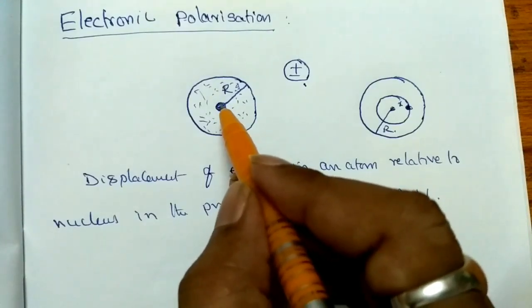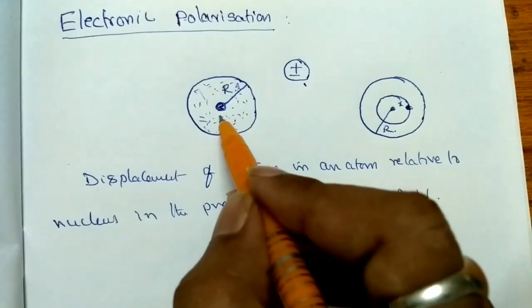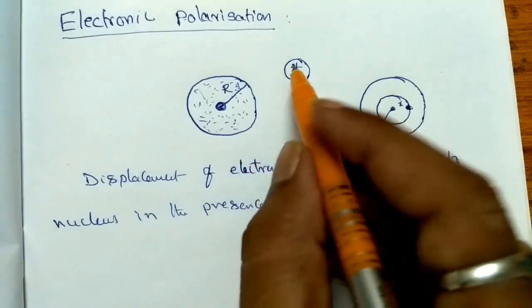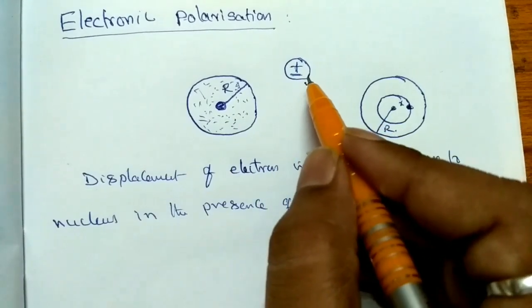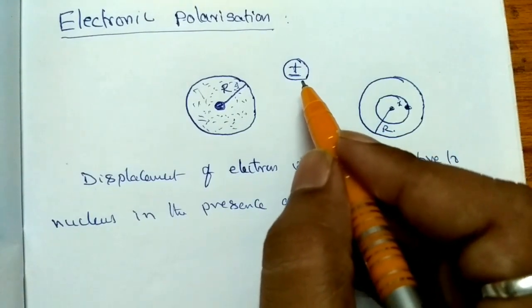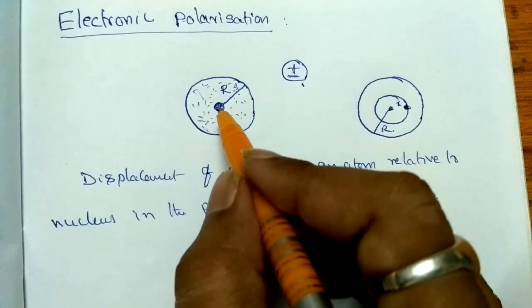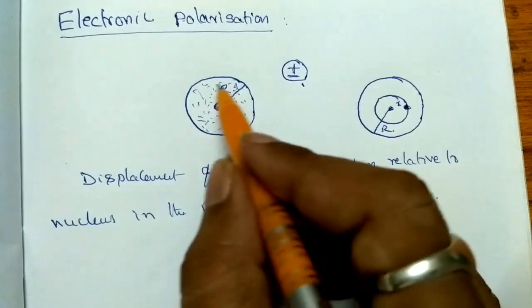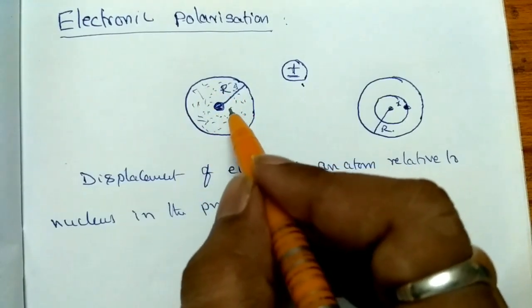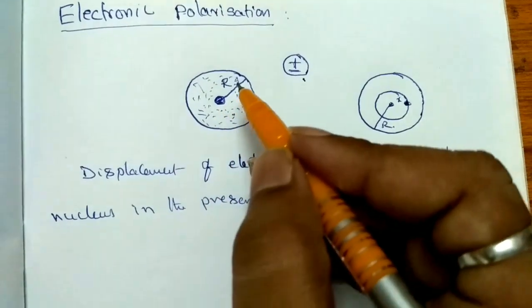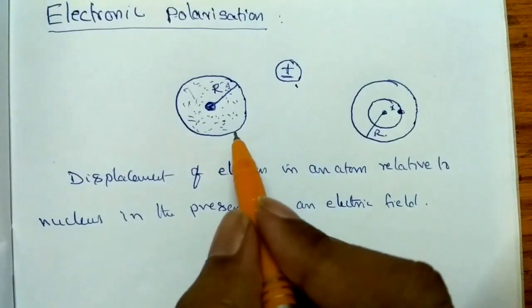This dark spot indicates the positive region, which is the nucleus. These dots indicate an electron cloud, because this positive core and negative charge are combined with each other. This is the symbol of dielectric material. So this electron cloud and this positive core coincide with each other. That means the center of mass of the nucleus and the center of mass of the electron cloud perfectly coincide with each other. Then the resultant will be 0. There is no charge at all.